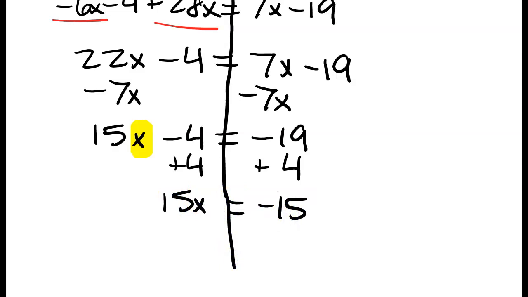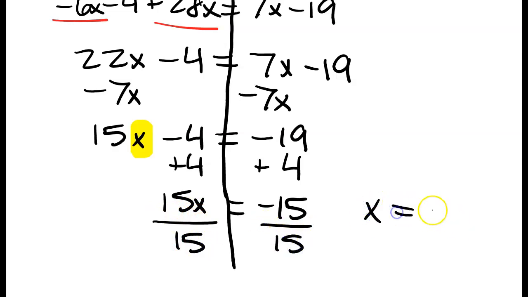Last step to get x by itself, anytime you have a number in front of x like this, they act like they're being multiplied, so I have to divide them up. So divide both sides by 15, you get x equals -1.